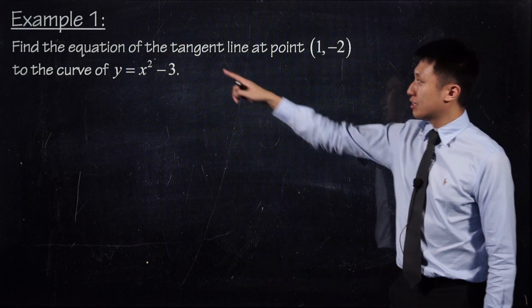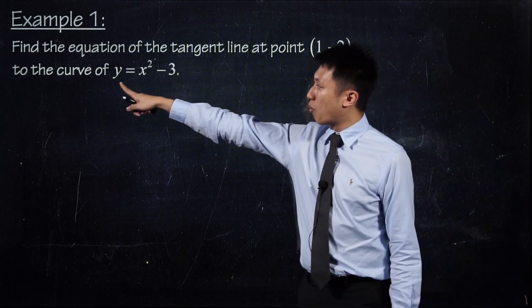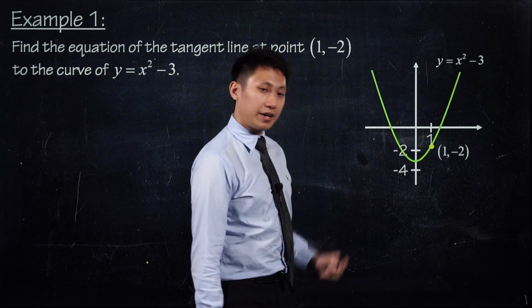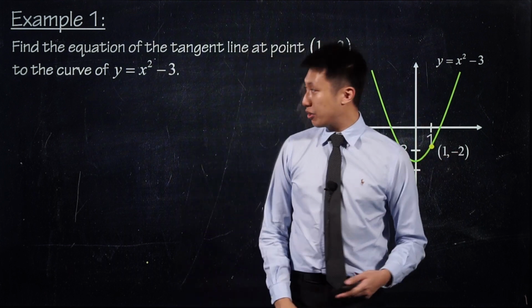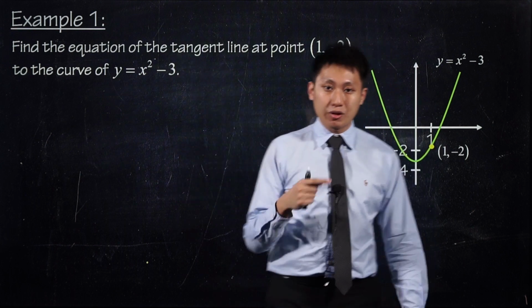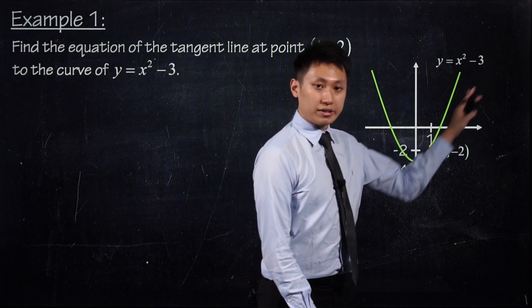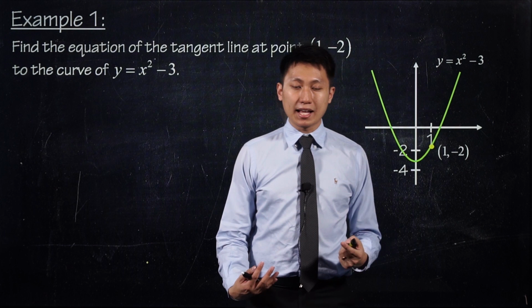Find an equation of the tangent line at the point (1, -2) to the curve y equals x squared minus 3. So now the graph is given here, and you have the point (1, -2) here. What do you need to find? You want to find an equation of the tangent line. The tangent line should look like this, touching here. Okay, that's the tangent line. So how do you find that tangent line?